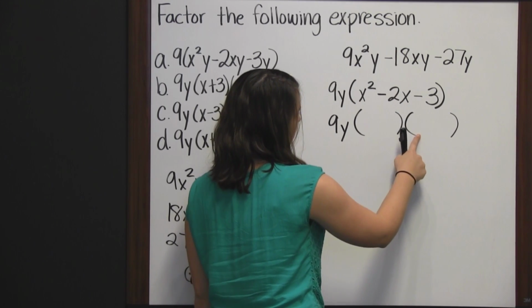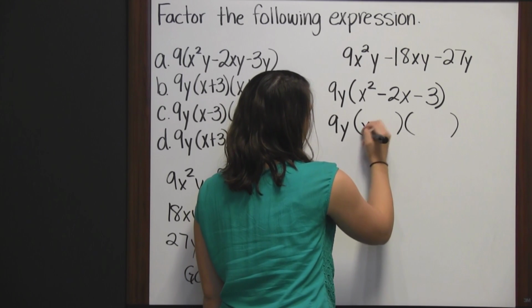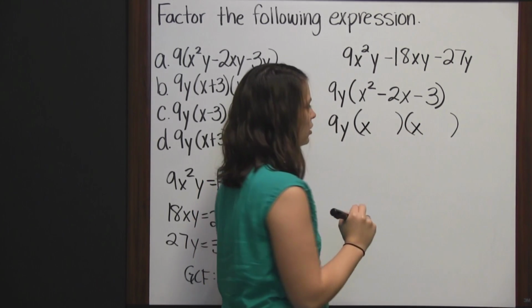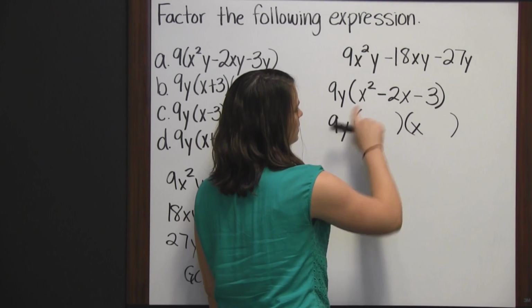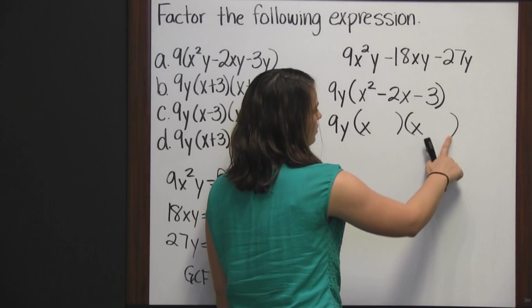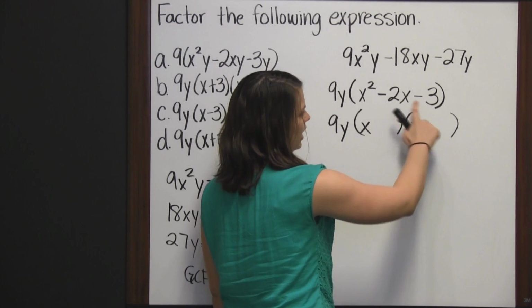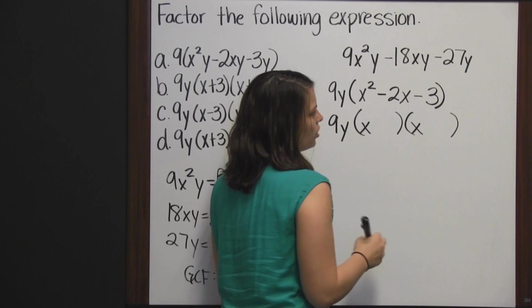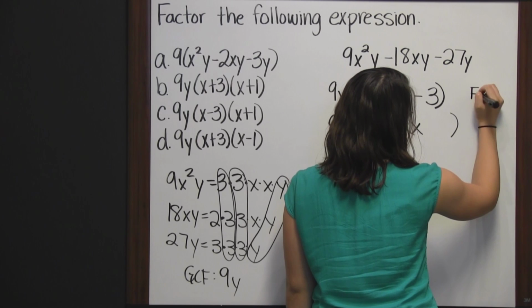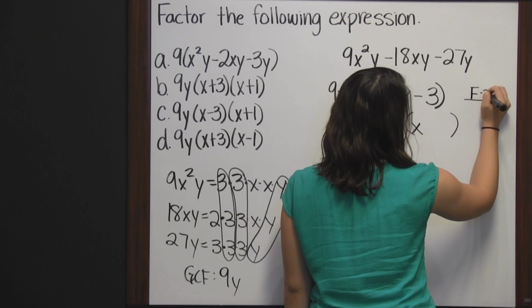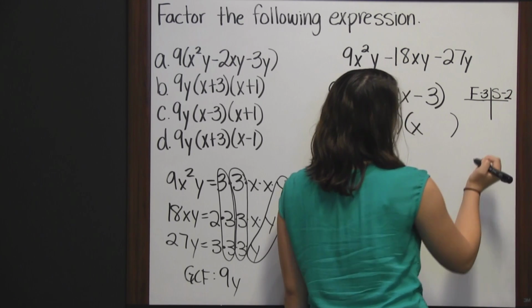And if this trinomial can be factored, we're going to factor it into two binomials. Well, I know that I'm going to have x and x as my first term in each set of parentheses, because x times x is x squared. Now the numbers that go here have to multiply to give me negative 3 and add to give me negative 2. So we need the factors of negative 3 that have a sum of negative 2.